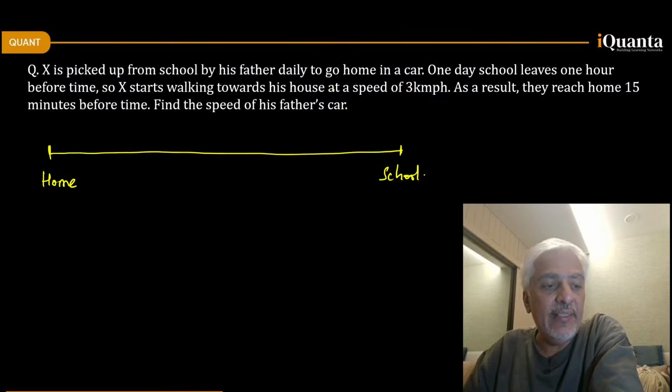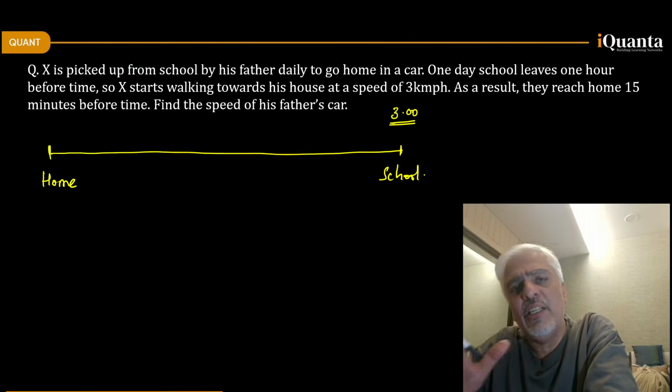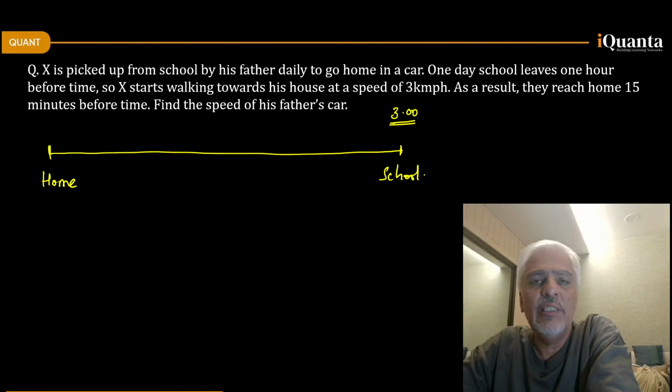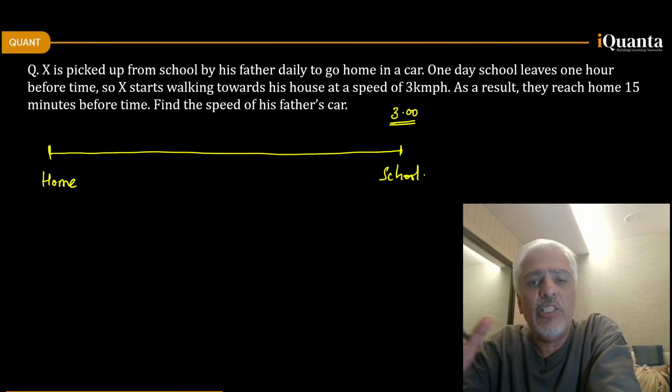Suppose every day he was being picked up at 3 o'clock. That means father didn't know school ended early. So father was leaving on his regular time to reach at 3 o'clock. And I don't know where father is coming from. He could be coming from anywhere. He's going to reach school at 3 o'clock.